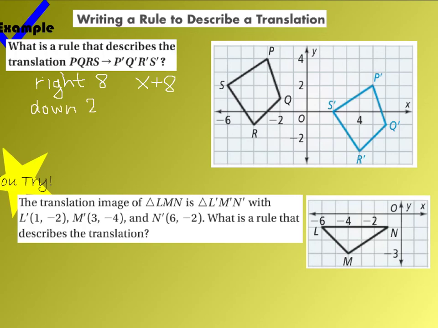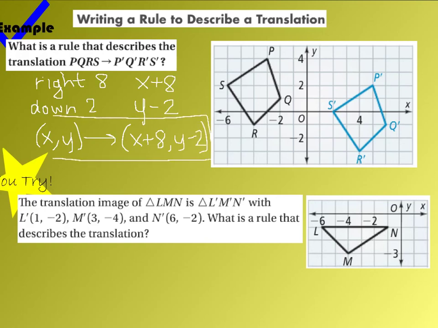So let's write that. I went down 2. And I know that that's affecting my y value when I go up and down. And by going down, I'm subtracting 2. So my rule is going to be that I take my x and my y values, and when I map them, I have to add 8 to my x and subtract 2 from my y. So this is the rule that you would have for this picture here, taking P, Q, R, S and mapping it to P prime, Q prime, R prime, S prime. And then there's a Try for you to do there.